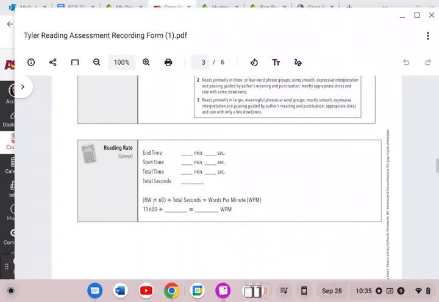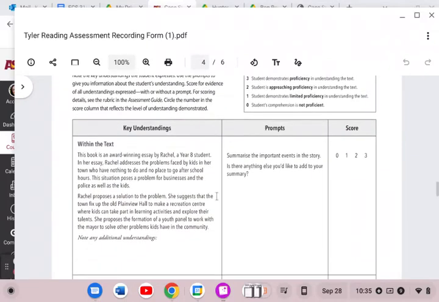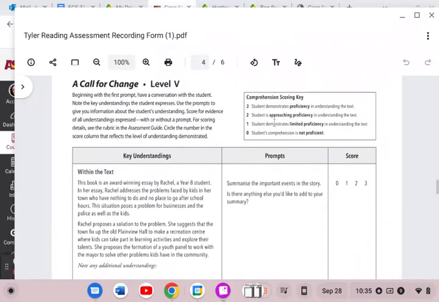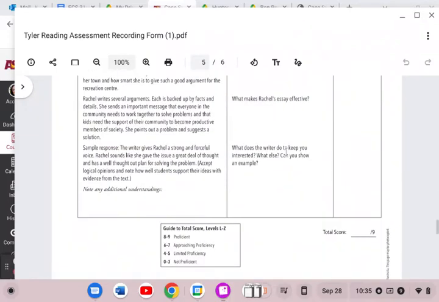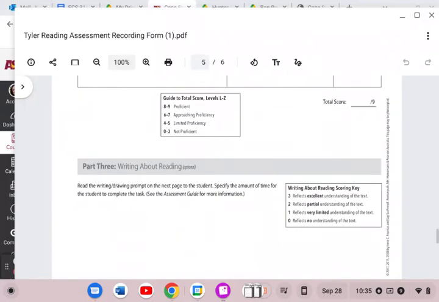They've already done this math for you. You have to convert your minutes and seconds into seconds, and then you would do the math. Again, you have your comprehension questions and your scoring key, and that would lead you down to scoring it at the bottom. So it would tell you proficient, approaching, limited, or not.